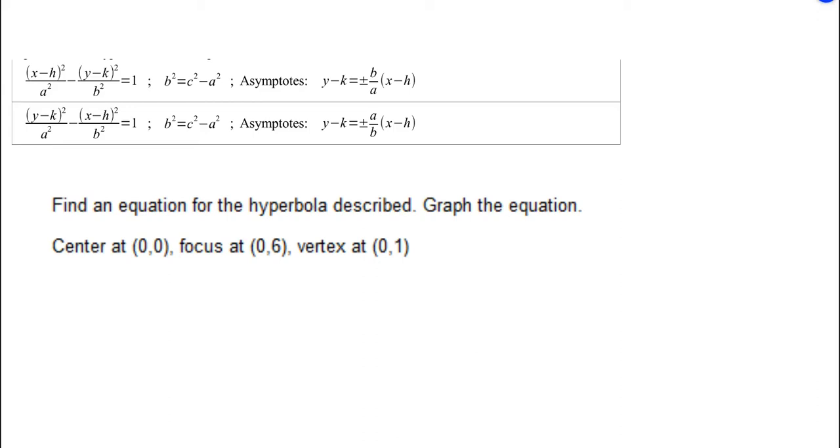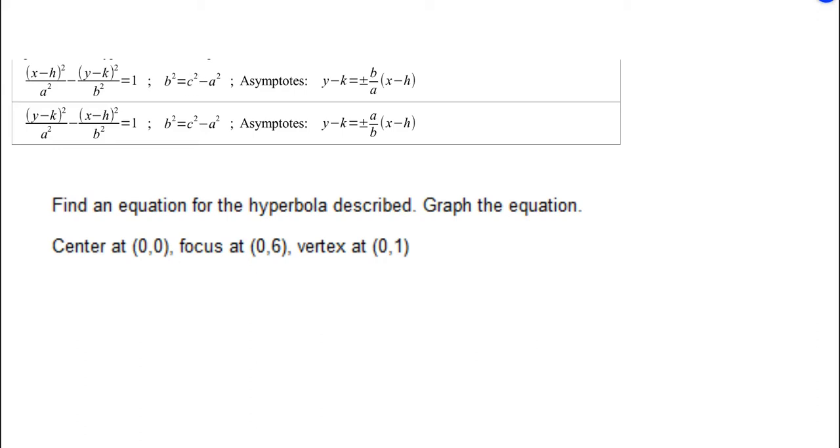So in our equation, we have an h and a k, which is the center of the hyperbola. And then we have an a, which is the distance between the center and the vertex. B helps us determine the slope of the asymptotes. And then we have a value of C, which is the distance between the center and the focus.